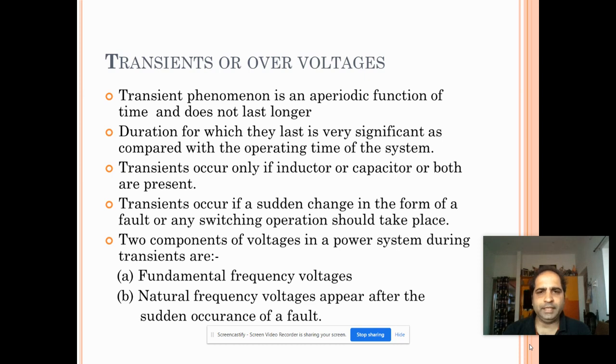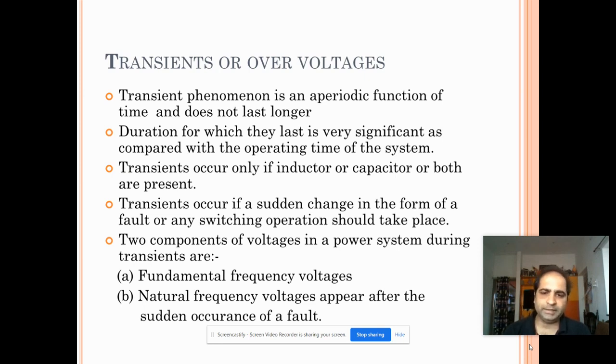Transients occur if the inductor or capacitor or both are present. In the presence of only resistive elements, the transients do not occur, whereas in the presence of an inductor, capacitor or both of them, the transients will be occurring every now and then. Transients occur if a sudden change in the form of a fault or any switching operation takes place. Whenever the fault is occurring or the switching operation is taking place, at that point of time, transients or over voltages do occur.